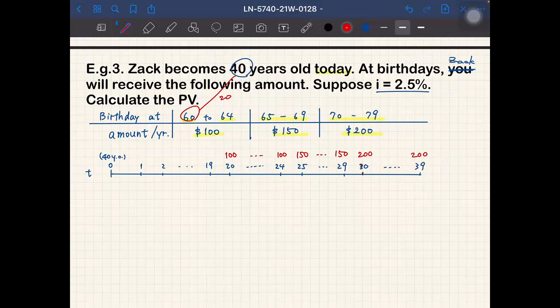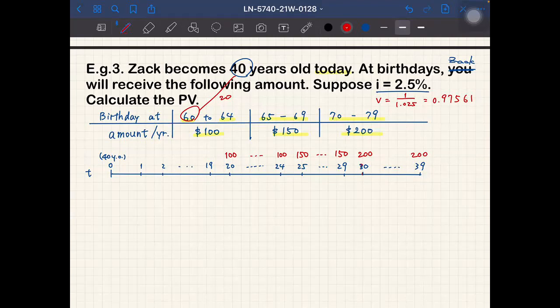And i is equal to 2.5%. That means v is equal to 1 over 1 plus i, so 1 over 1.025. This is a little less than 0.975. Actually this is 0.97561 approximately. And okay, so we calculate this.